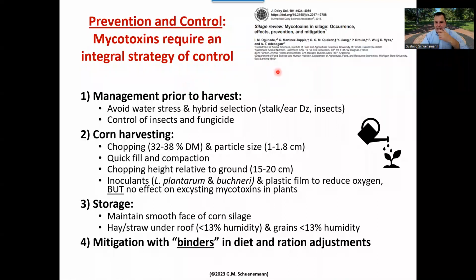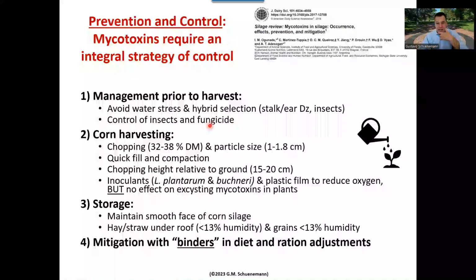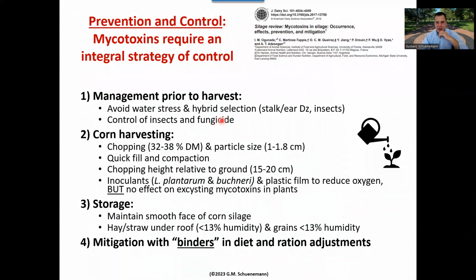And I highlight this paper because I really like it. They mention a number of these things that we see in the field, right? Management prior to harvest. It's an open sky business, so we do not have much control of this. Unless you have irrigation, you don't have much control on water. But control of insects and fungicide is another option. There are a number of farms trying to get away from the use of chemicals, so they are trying to come up with some alternatives. But anyway, water, drought, and specific variation will cause an issue. And they are making emphasis on selecting specific hybrids that are more tolerant to these mycotoxins, right?